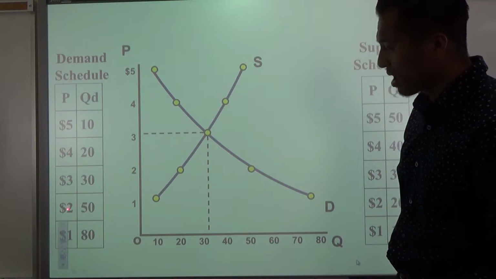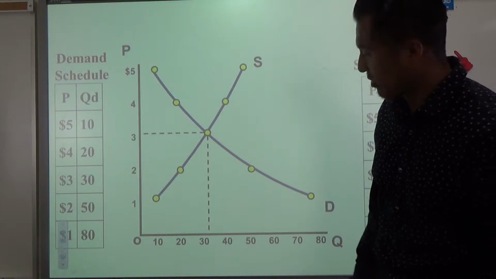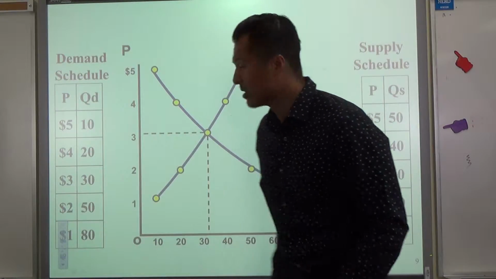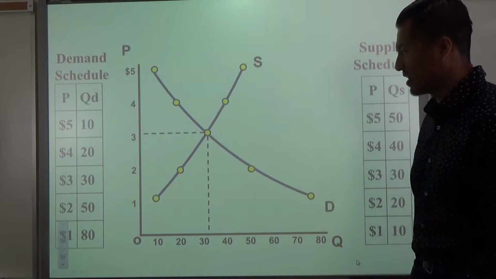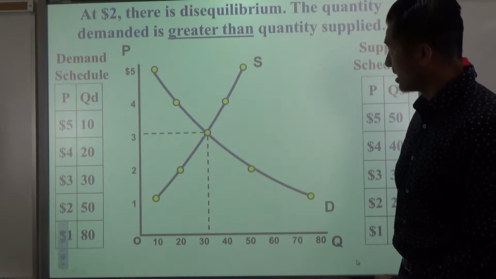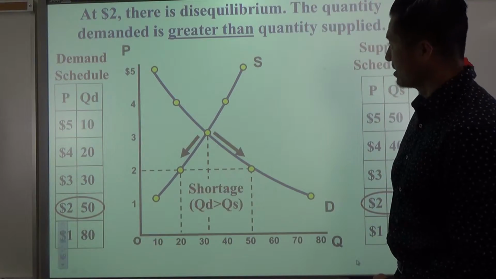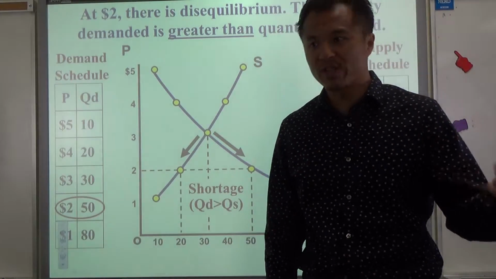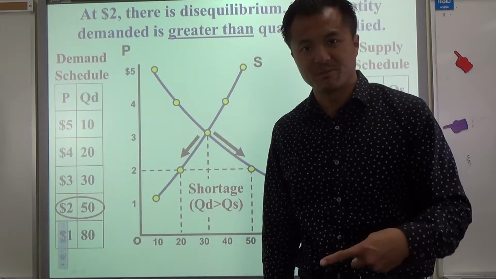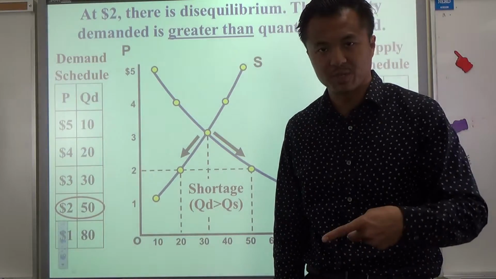At the price of $2, 50 is demanded right here, right? 50 is demanded right here, okay? But the amount that is supplied is only 20. So what's the problem we have there? The problem that we have there is what we call a shortage. And a shortage means there's more demand than there is supply. Okay, more demand than there is supply.